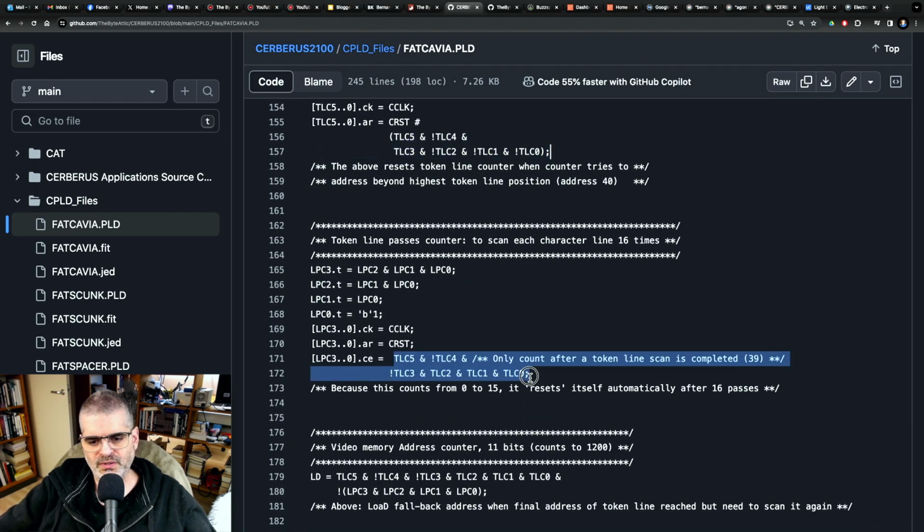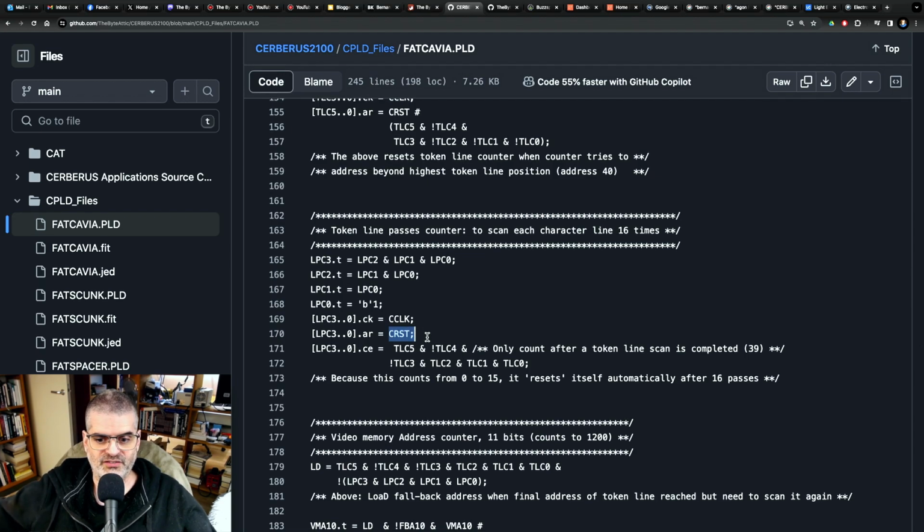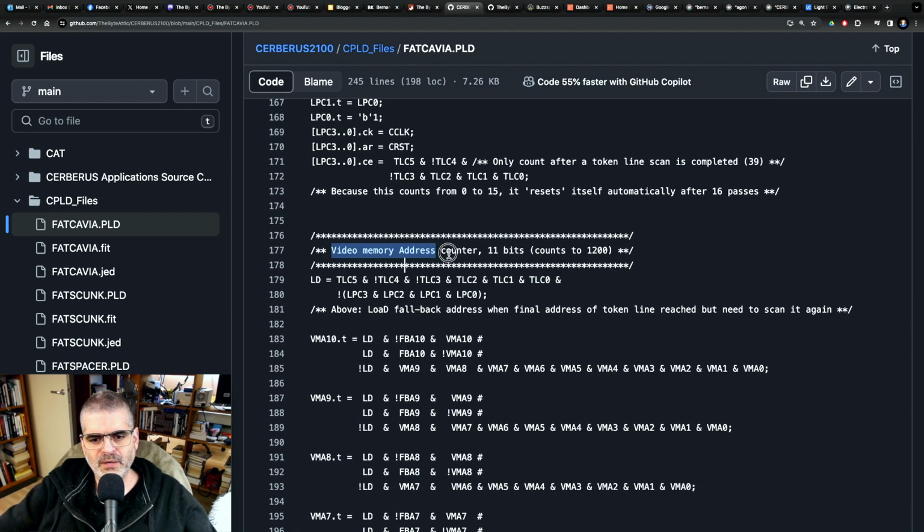Here you don't need to do that. You don't need to do that because it will go back to 0 automatically, unless you get an external reset from Skunk, because Skunk has decided that it has reached the end of the frame or needs to resynchronize, and then it resets caveat. Now, this is the video memory address counter.